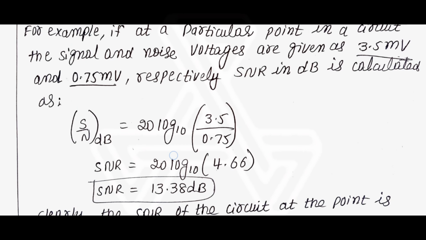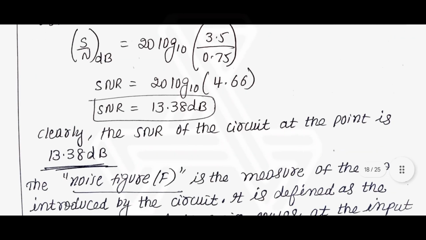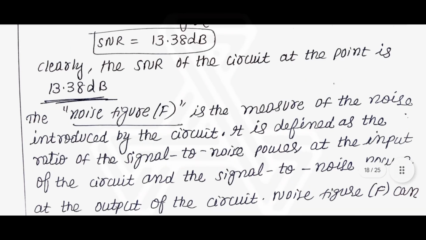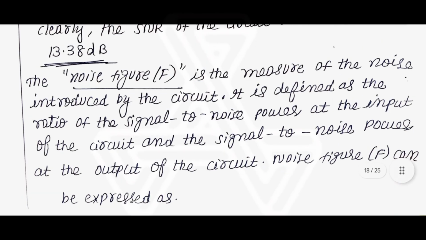Then SNR is equal to 13.38 dB. Clearly, the SNR of the circuit at the point is 13.38 decibel. The noise figure F is a measure of noise introduced by the circuit. It is defined as the ratio of the signal to noise power at the input of the circuit and the signal to noise power at the output of the circuit.